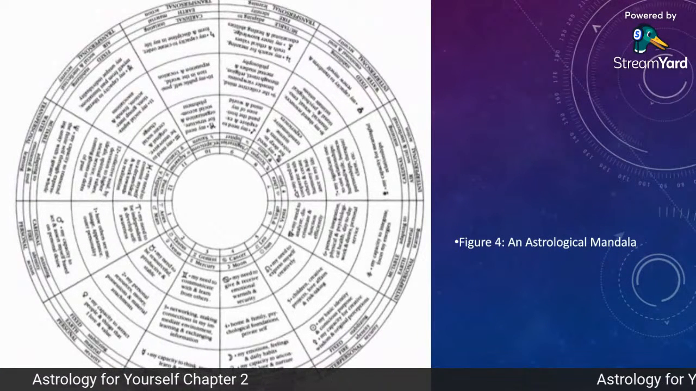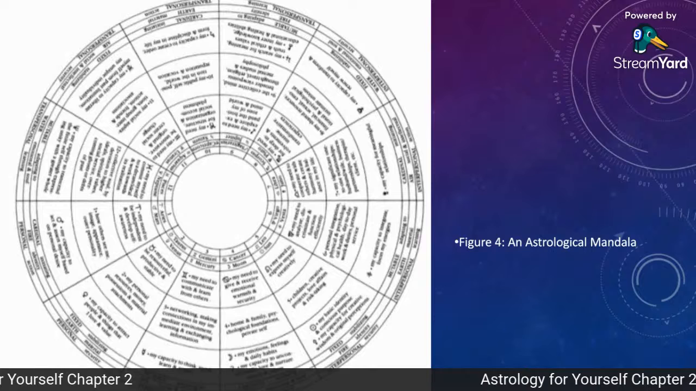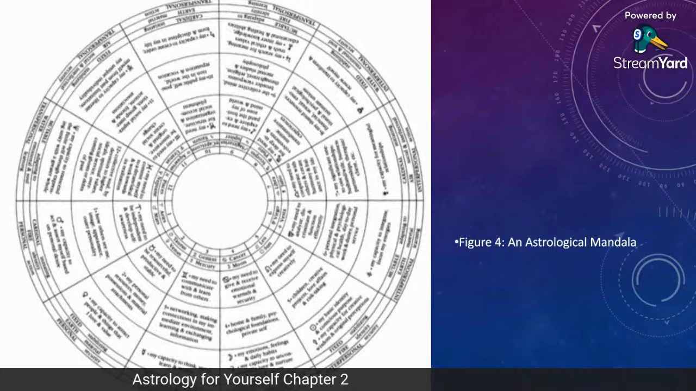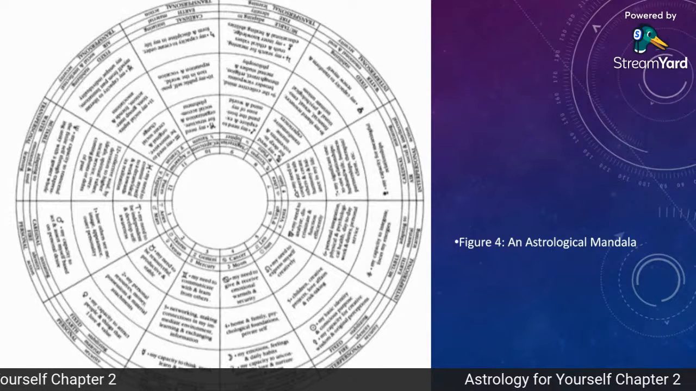Finally, Figure 4 is a wheel that summarizes all that we have learned by showing the keywords for each planet, sign, and house. The material is listed in tabular form in Table 6. So all this information is also in Table 6.